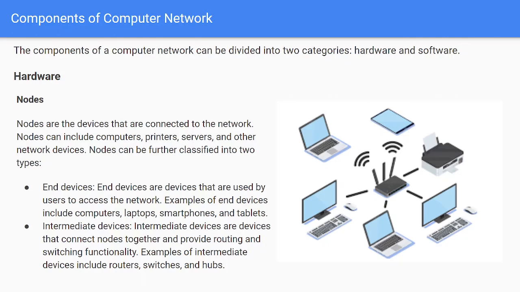So we have two types of nodes, right? The end devices are the devices that are used by users to access the network. Things like your computer, your smartphone, your tablets, your printer, those are called end devices. Why are they end devices? Because you are using them at the end of the network. That is the last point of your connection. Basically, it's what you are using to access the internet. For example, you connect your laptop to access the network. So that is why it's an end device.